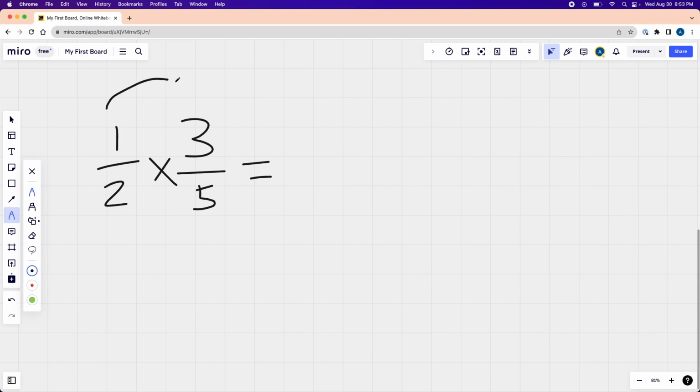All we need to do is multiply the numerators straight across. So 1 times 3 is going to give us 3. And then we're also going to multiply the denominators across, and 2 times 5 is going to give us 10.